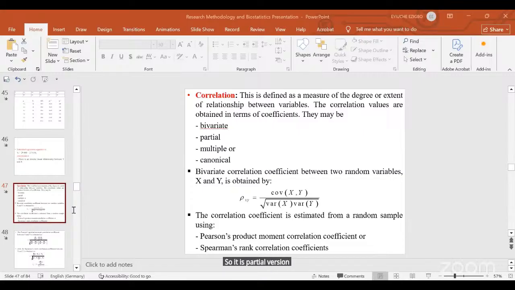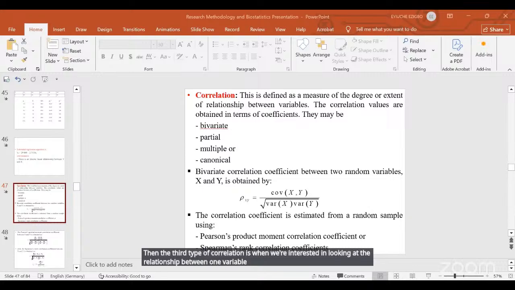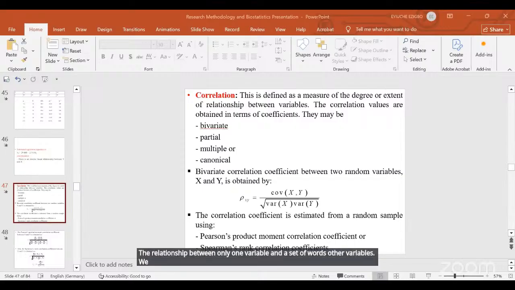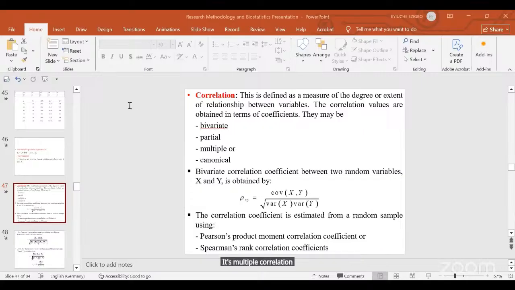Then the third type of correlation is when we are interested in looking at the relationship between one variable and a set of other variables. Is that clear? The relationship between only one variable and a set of what? Other variables. When we are discussing that, we say we are discussing multiple correlation. It's multiple correlation. Is that clear?